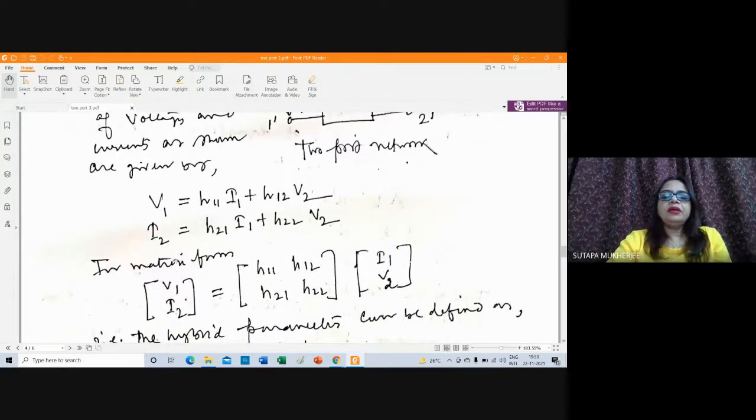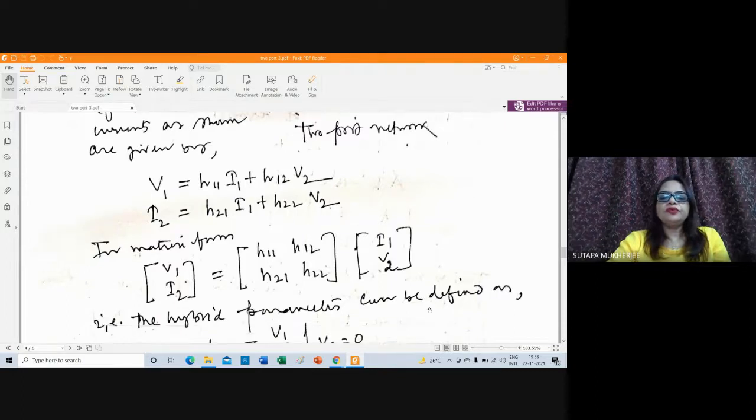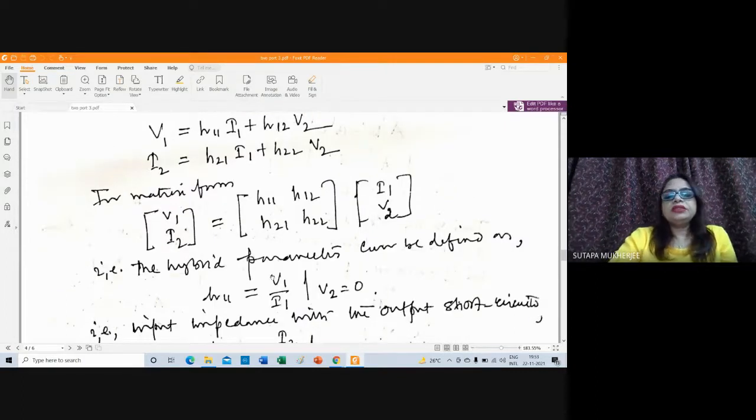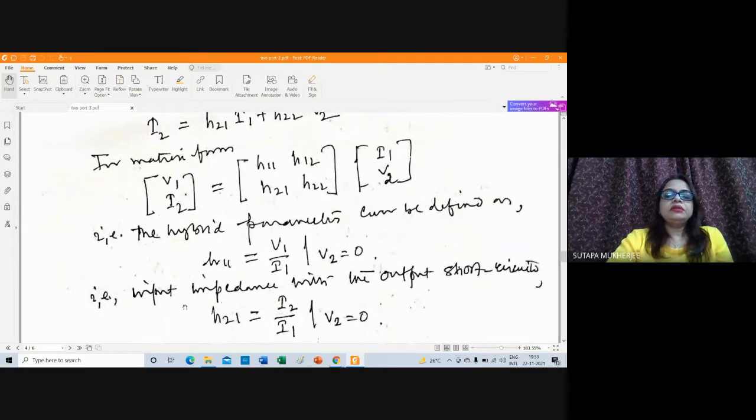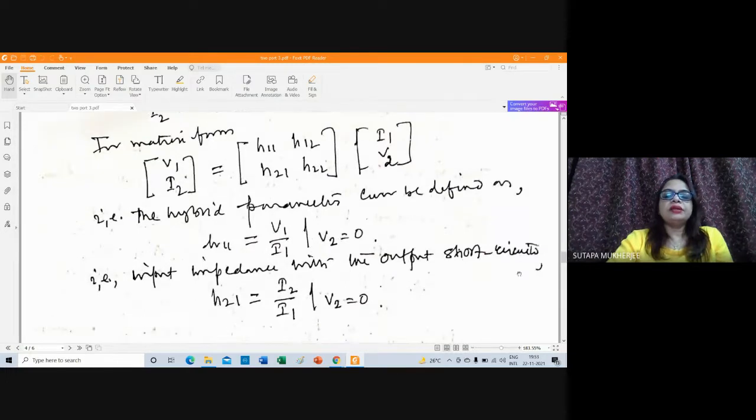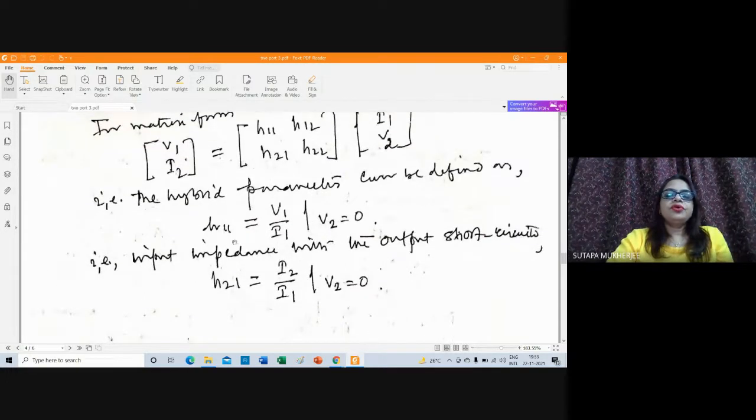Is this clear? So V1 and I2 in matrix form: H11 H12 H21 H22, with I1 and V2. Similarly, if you make V2 equal to 0, then you will get H11 and H21. V2 equals 0 means the receiving end is shorted. H11 is the input impedance with the output short circuited, that is V1 by I1, and H21 is I2 by I1.